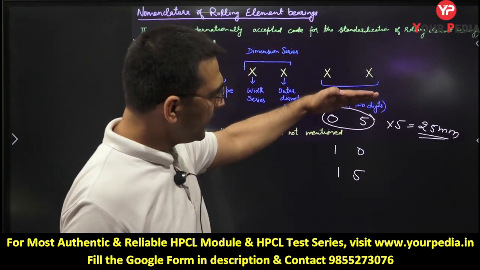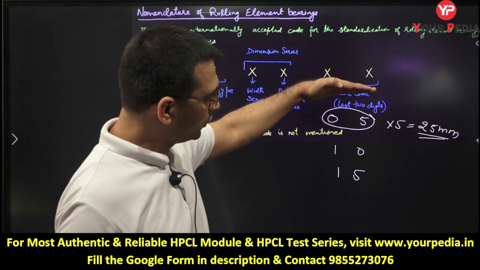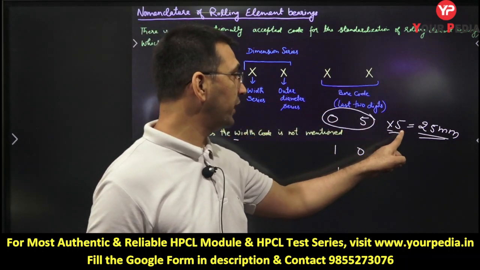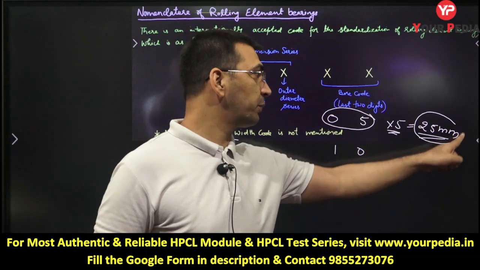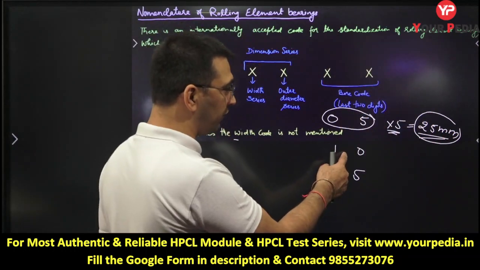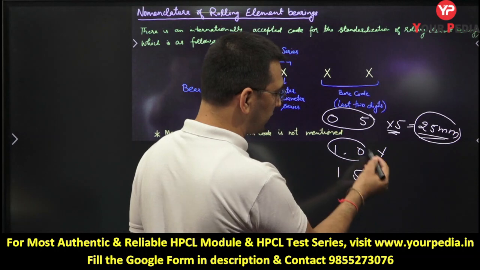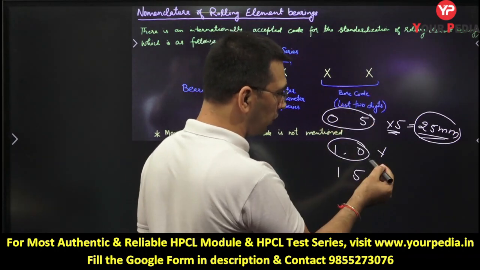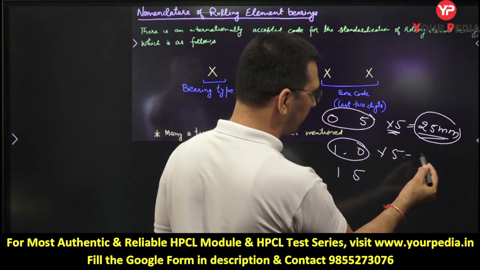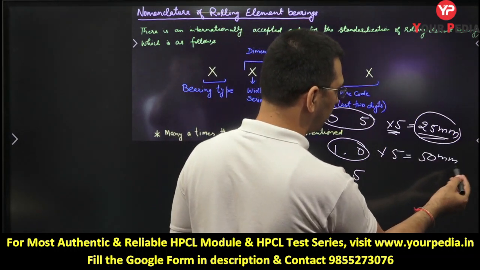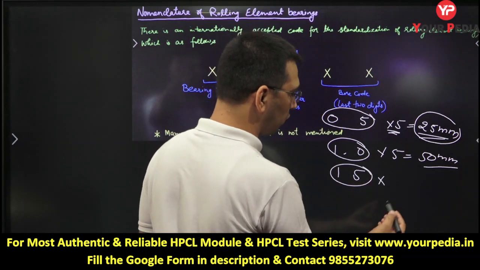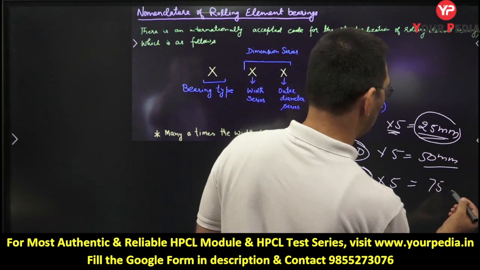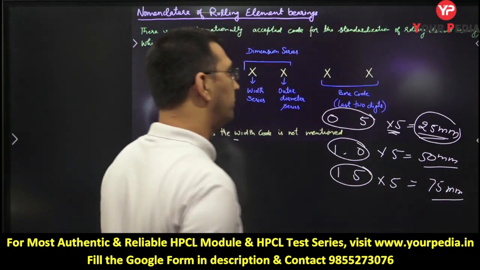Same way, any number equal to 04 or greater than 04, simply multiply by 5 in order to get the inner diameter of that particular bearing. Same way, let's say you have 10. This is the bore code only, so multiply by 5 and get the inner diameter of that bearing, 50 mm. Same way, 15 is the bore code, multiplied by 5 to get the inner diameter of that particular bearing.